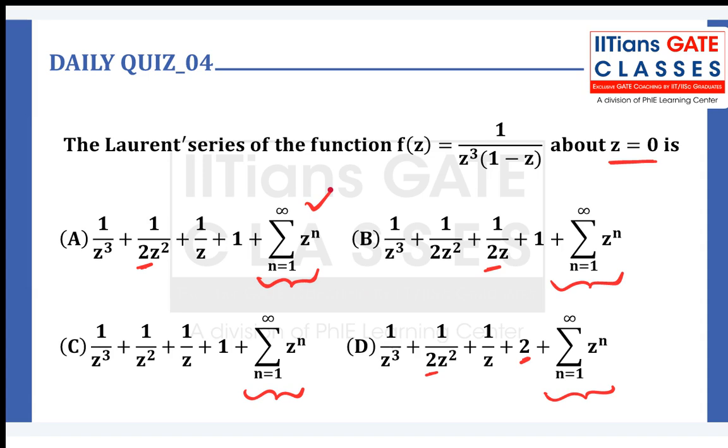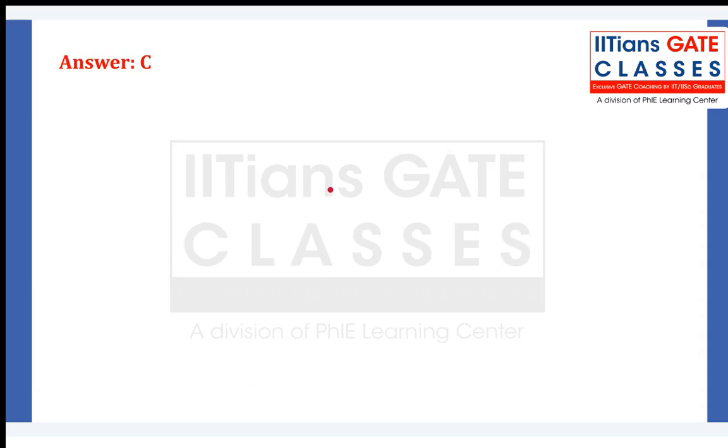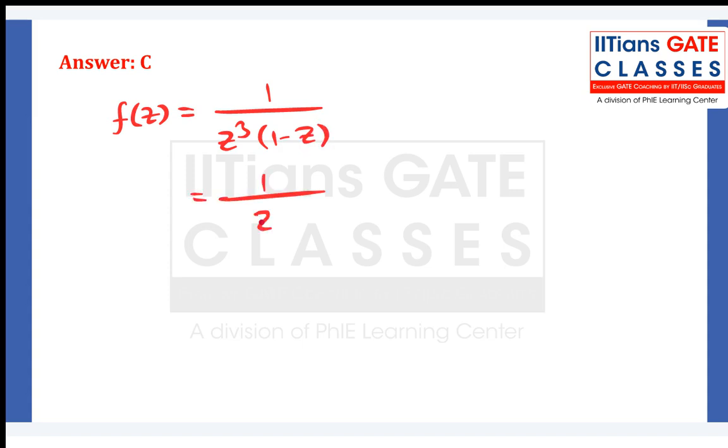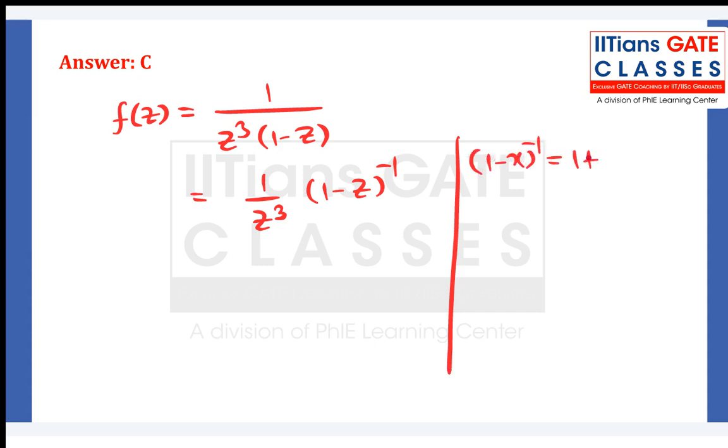Here what you can do is, we know that f of z is 1 by z cube into 1 minus z. You can write this as 1 by z cube as it is, and then 1 minus z power minus 1, and use the binomial expansion formula. What is the binomial expansion formula? This also we have done in the class, right? This will be 1 plus x plus x square plus x cube and so on and so forth.